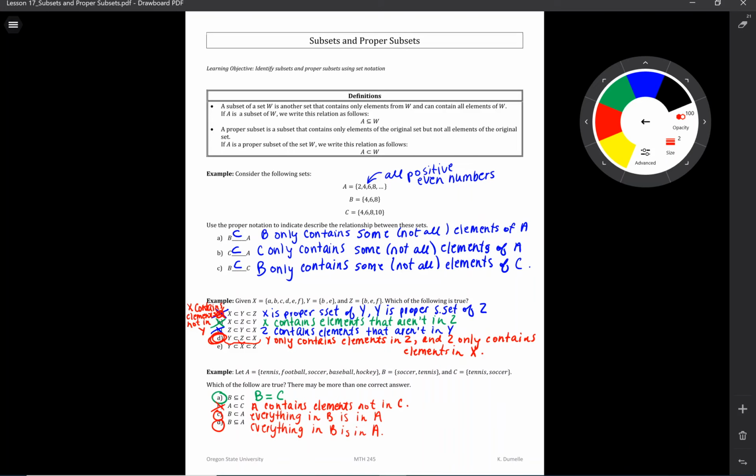Great. So the only instance where C and D would not both be true is if B was equal to A. If B was equal to A, then C would not be true, but D would be true. So if B and A were the same, then D would be true since I have that equal bar underneath there, but B would not be a proper subset of A. So C would not be true.